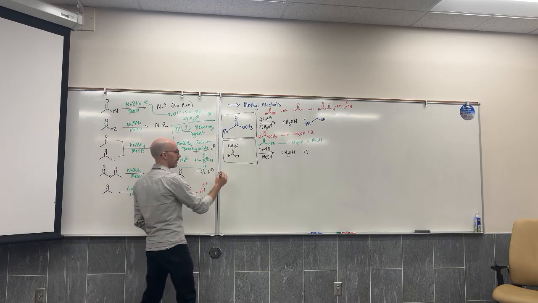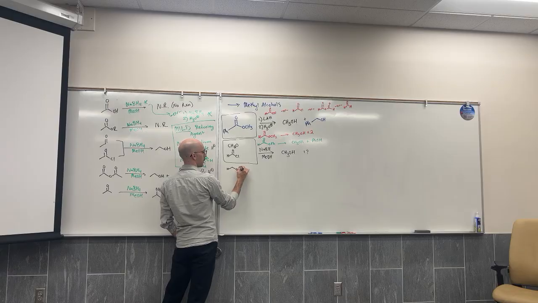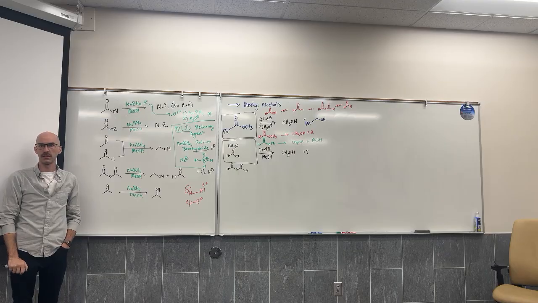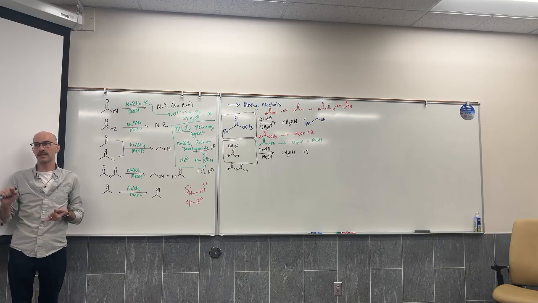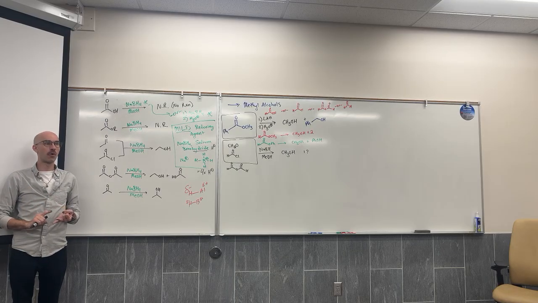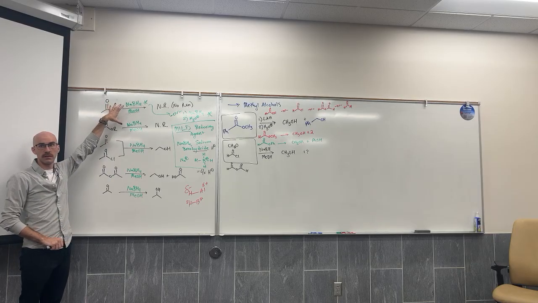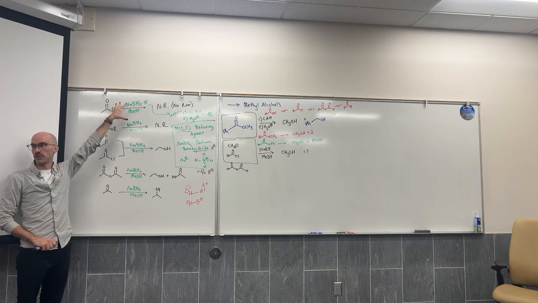I could have even gotten at least one equivalent of methanol out of my formic anhydride. But I could not use formic acid, I could not use formates, because those are inert to the sodium borohydride. They're unreactive.